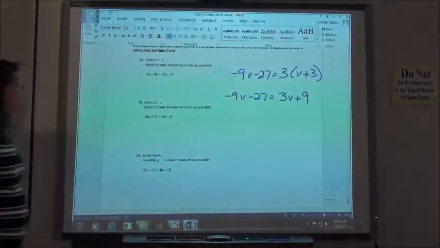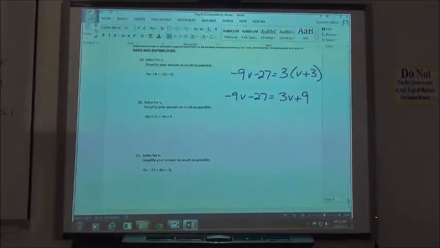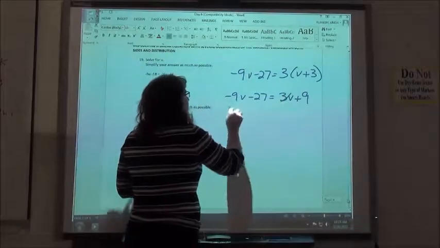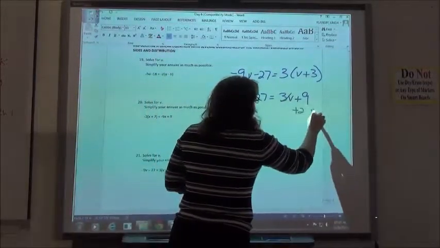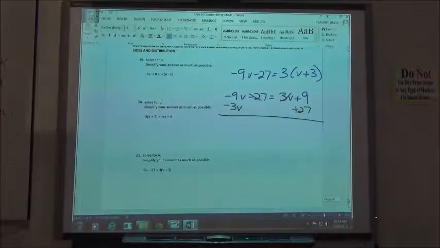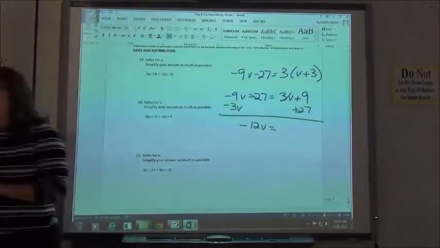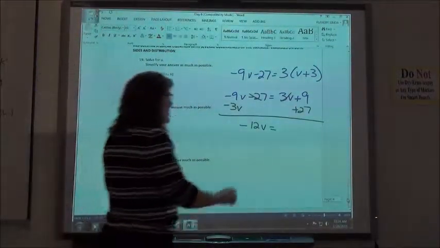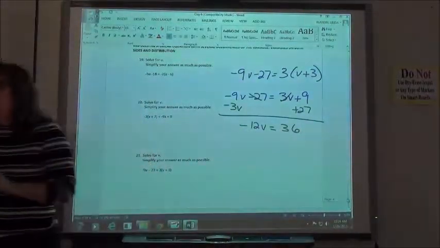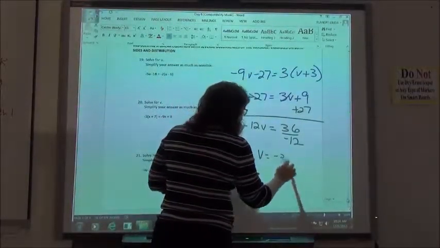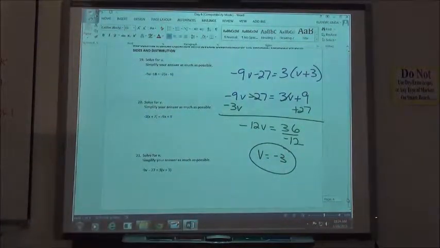I want to solve it for v. I've got variables and numbers on both sides, so I want to move my variables to the left, my numbers to the right. So I should subtract the 3v and add the 27. So then I'm going to get what? Negative 12v equals 36. And my last step, dividing by my negative 12. My answer then, v equals negative 3.